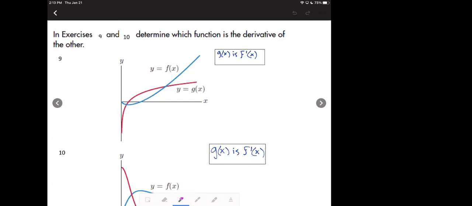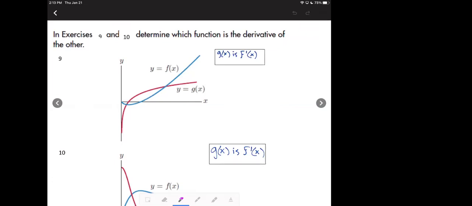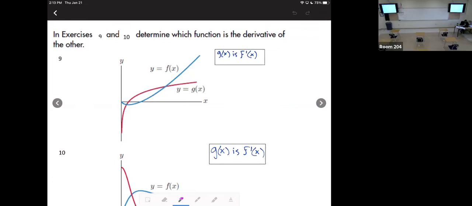I was trying to differentiate between which one was concave up or concave down, and that assisted me in figuring out which one was the derivative of the other function. And I got, wait, let me open it up real quick. For that one, I believe that I got f of x as the derivative of g of x.